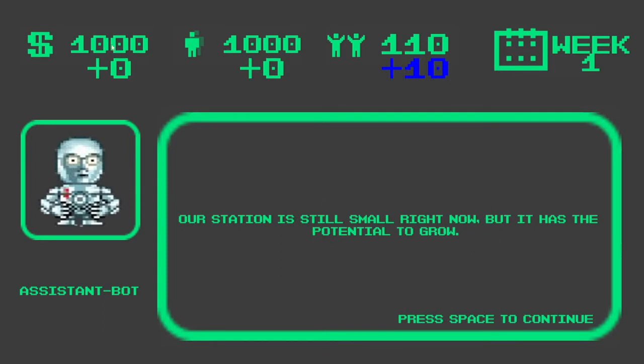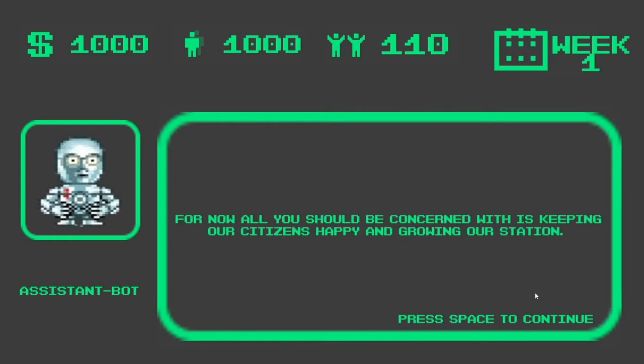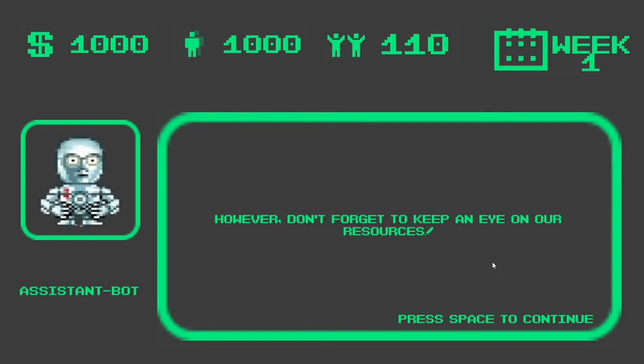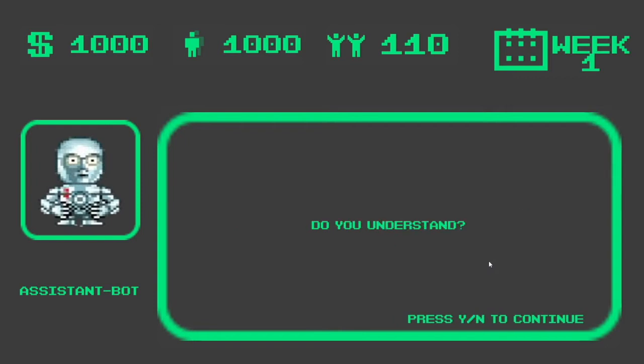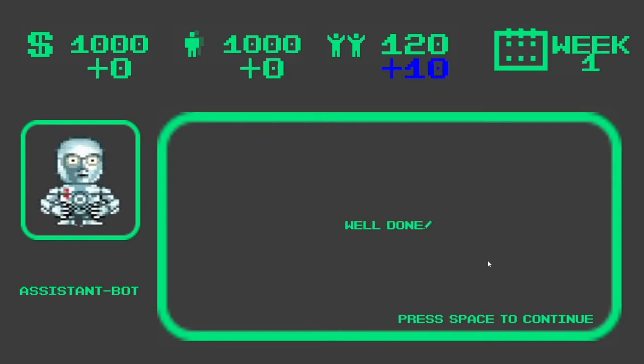So what have I got up here? I've got dollars, people, happiness maybe, happy jumpy people, a calendar saying week 1, and my assistant bot. All you should be concerned with is keeping our citizens happy and growing our station. Never forget to keep an eye on our resources. Do you understand? Yes.